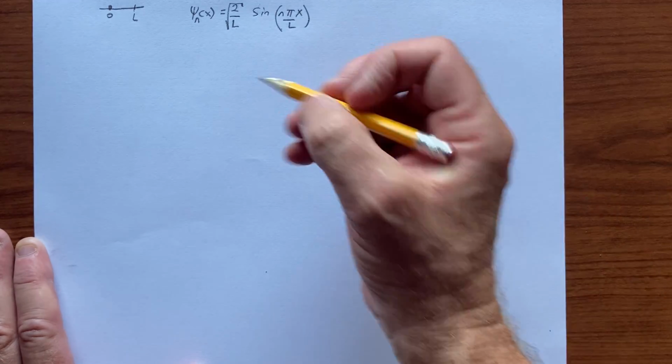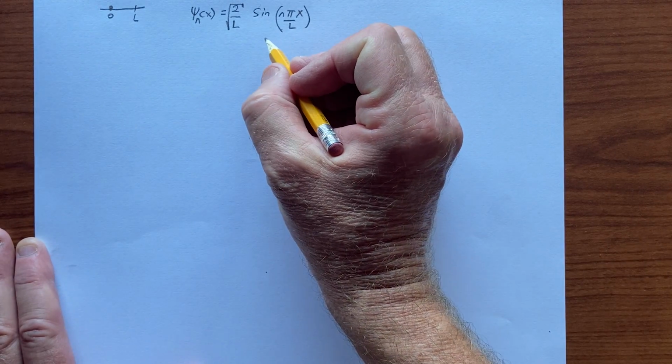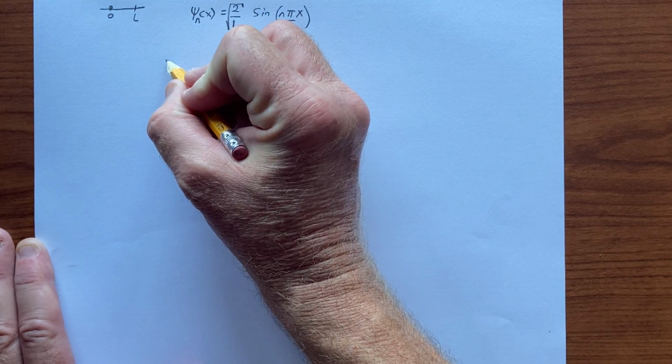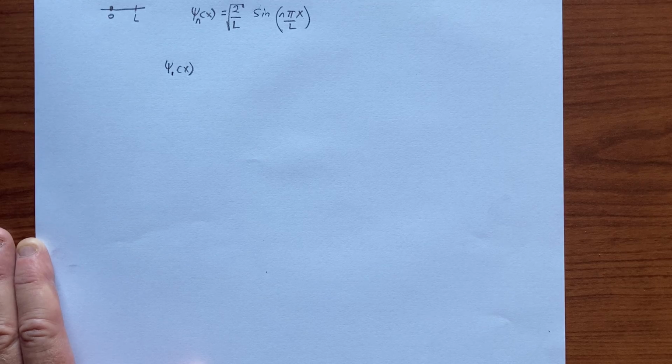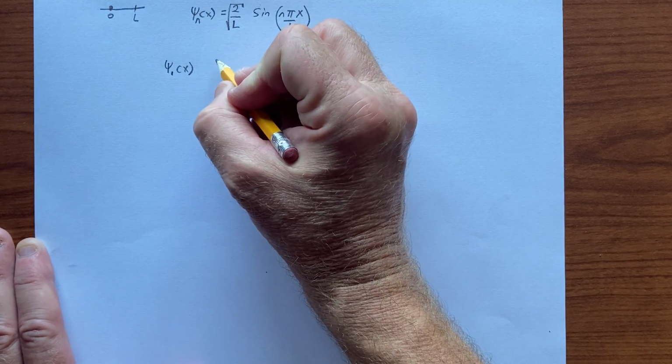These are real functions, and we'll see what their symmetry is, or rather their parity. And we'll see that they're alternately even and then odd. So psi 1 of x goes like sine of pi x over L.